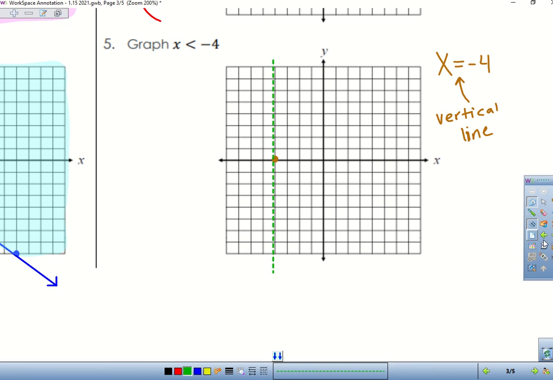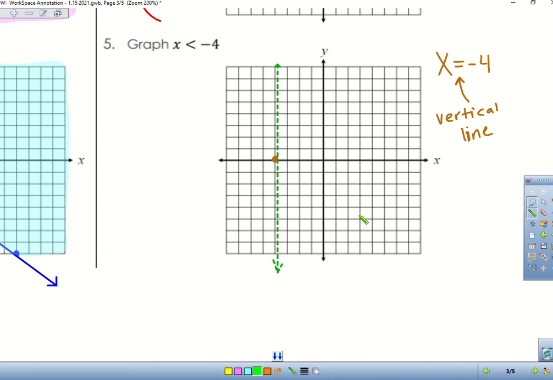So this is going to be a vertical line. I'm going to get it as close as I can here. It's not going to be perfect, but a vertical line that goes through this value. It should be right on it. It's just not cooperating quite right.